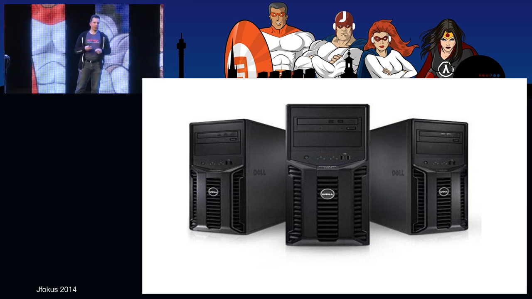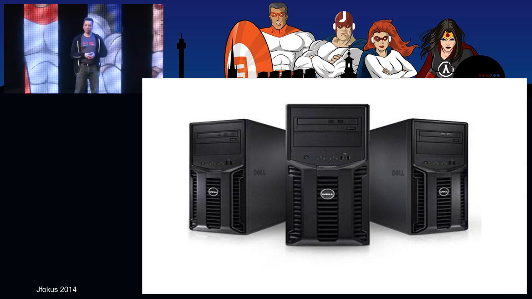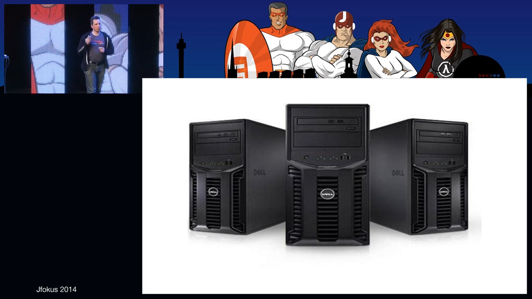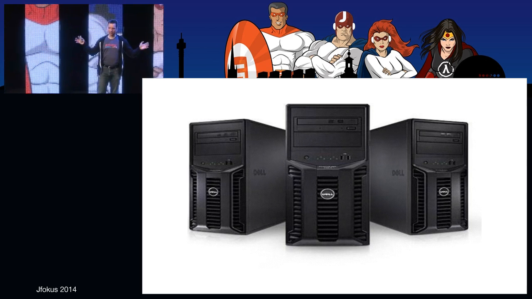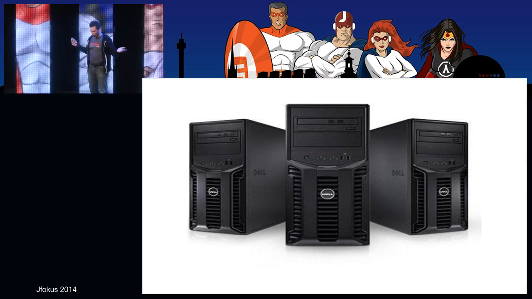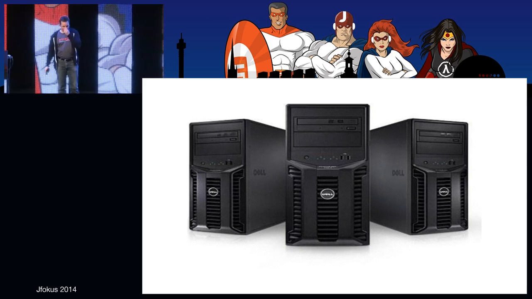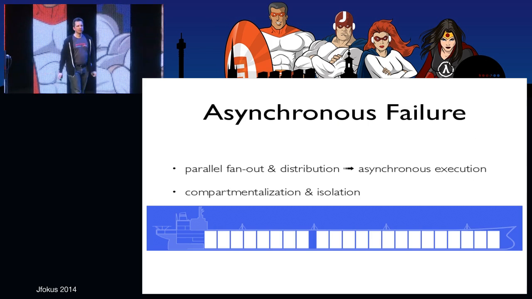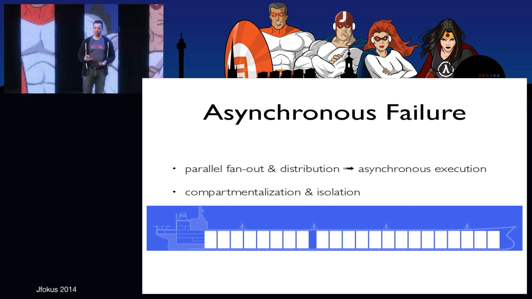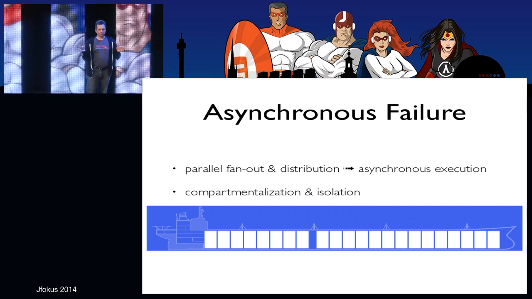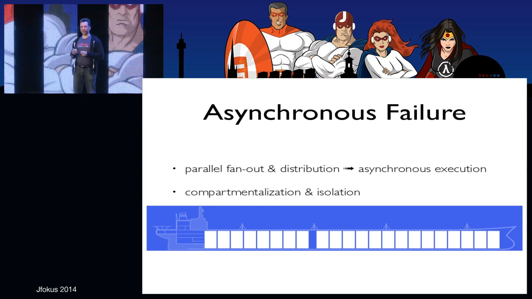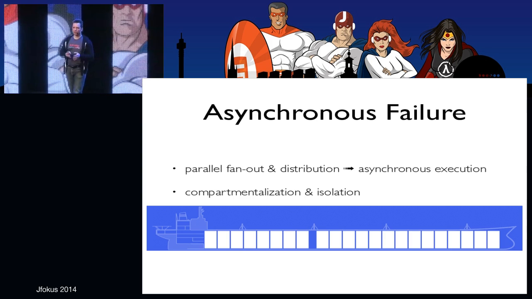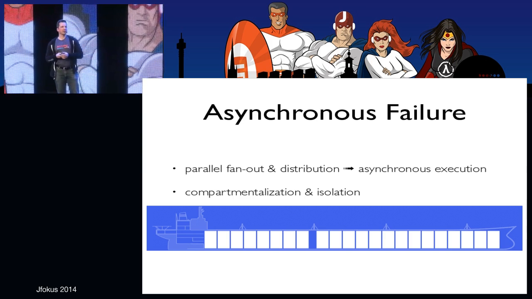I put 3 computers here. That could be servers, that could be racks, that could be computing centers on different continents, it could be different teams running things. The point is that you need to spread out the risk in order to mitigate it. Probably all know that. Now, what happens if you distribute a computing system? What happens if you distribute computation? Well, we talked about it already during the fan-out. When you want to do things in parallel, you need to execute them asynchronously. When you want to distribute things across computers, they will run asynchronously.